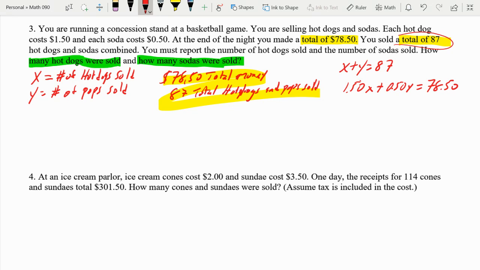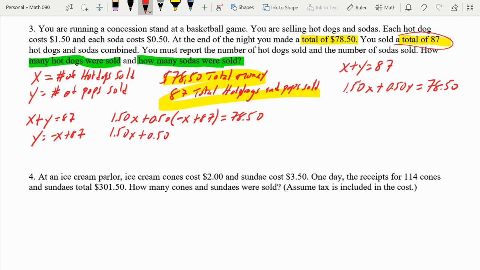All right, so now let's start solving. So we have x plus y is equal to 87. y is equal to negative x plus 87, just like every single time I'm going to do this. And then 1.50x plus 0.50 times y, and I'm going to replace y with negative x plus 87, and that's equal to $78.50.